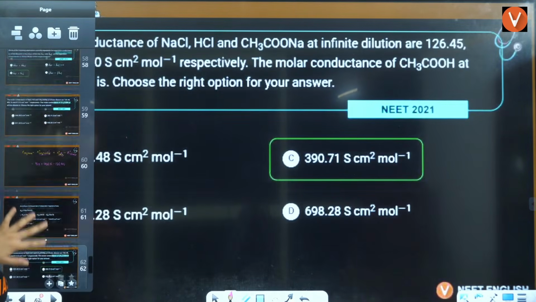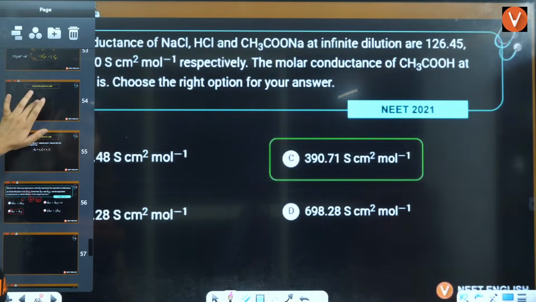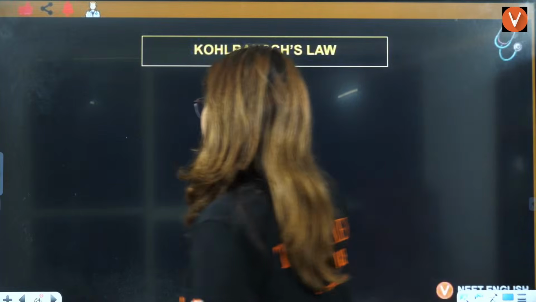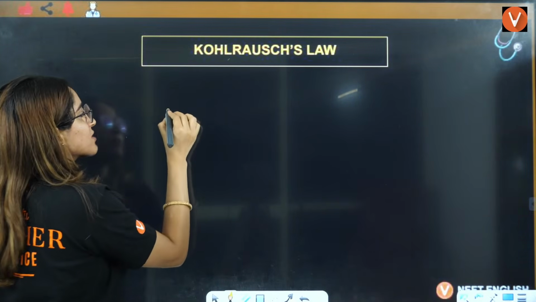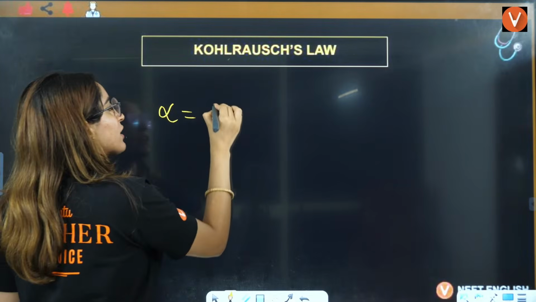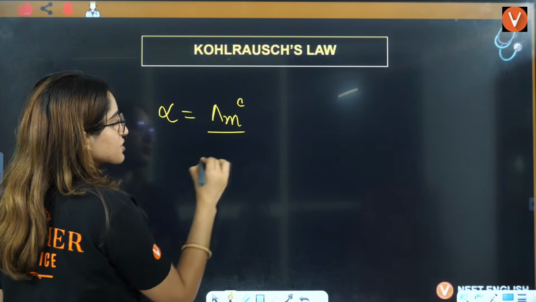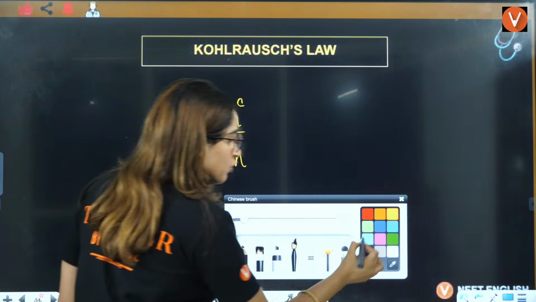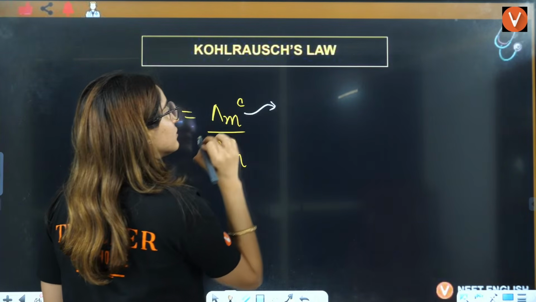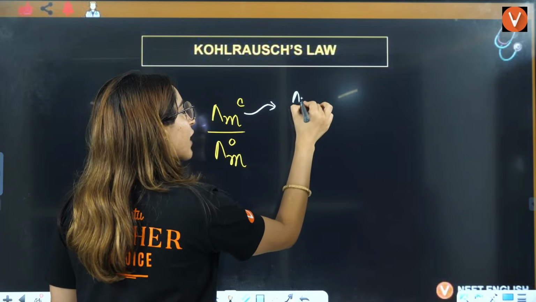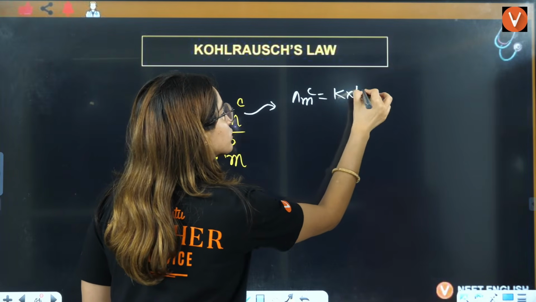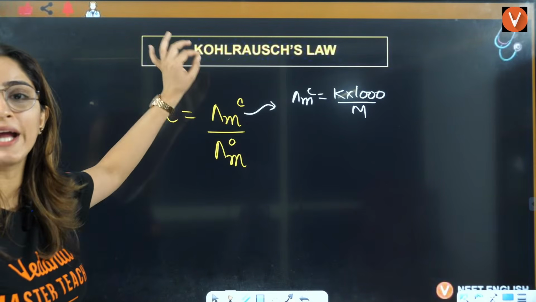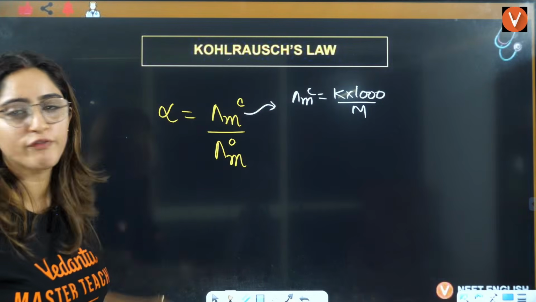Now, before going through the homework, there is one important thing that I need to tell you here, right? That students, one more question they can ask you. What is the degree of dissociation? Degree of dissociation is molar conductivity at concentration C divided by molar conductivity at infinite dilution. Now, you will find out from this particular thing, that is kappa into 1000 divided by molarity. To find the molar conductivity at concentration C, you will find it from here.